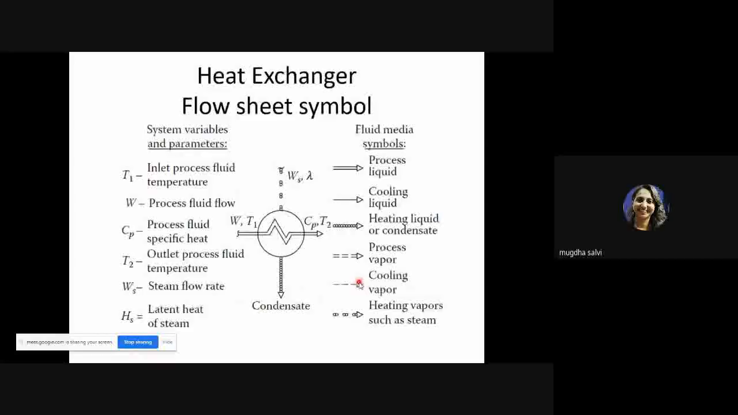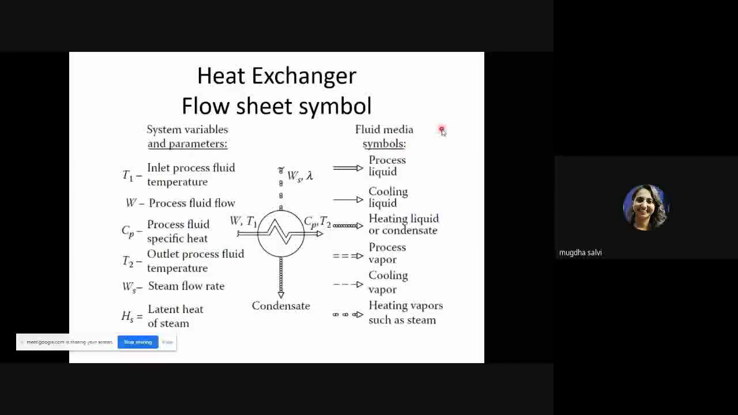Now, after looking at different types of heat exchangers, we are moving to the actual control or control actions of a heat exchanger. My request to you all is to draw this diagram. This is the flow sheet symbol of heat exchanger. All of you have seen this in the ISA symbols sheet. It is basically indicating what are the different types of system variables and parameters and the different types of fluid media which can be used with a heat exchanger.